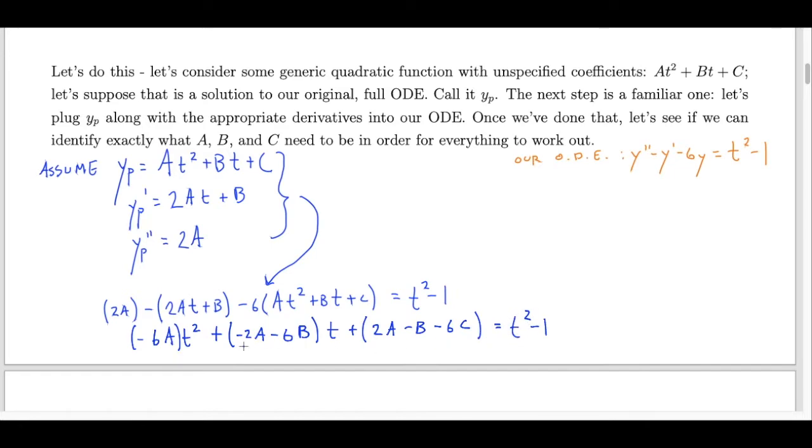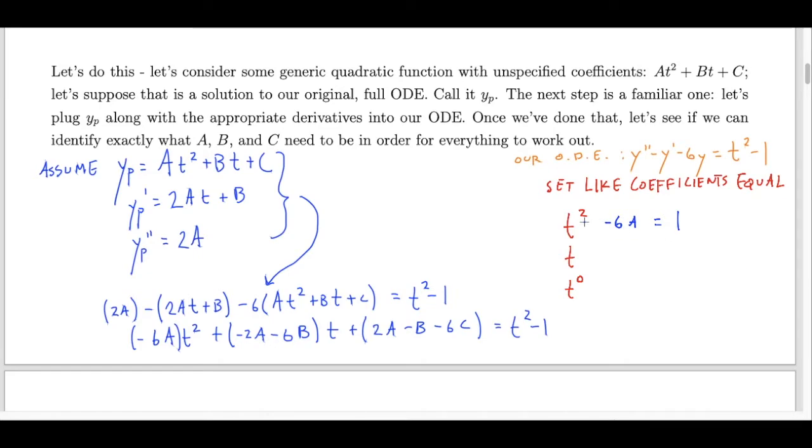The same must be true about the linear coefficients. Notice that on the right hand side my linear coefficient is 0. And then the same must be true about the constant terms. So let me go ahead and set like coefficients equal to each other, and that will yield 3 equations.